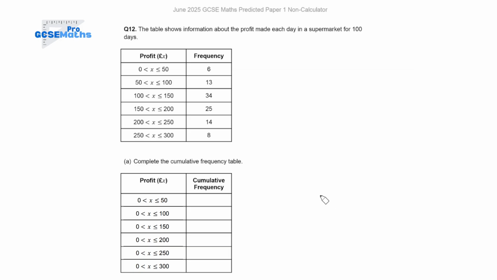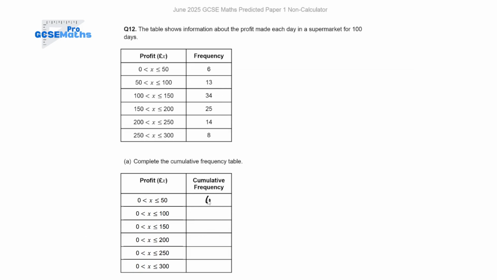Question 12, the table shows information about the profit made each day in a supermarket for 100 days. So we've got our frequency table here. Part A is to complete the cumulative frequency table. This is super easy, it's only 1 mark. You basically just add up all the numbers as you go.